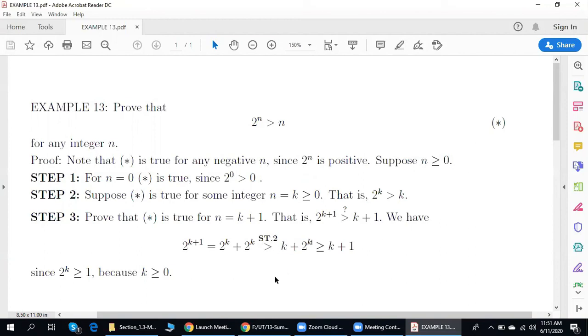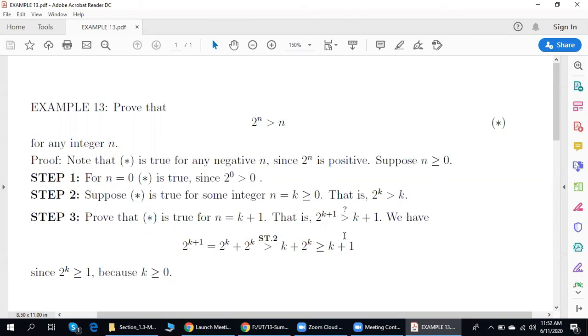See the difference? Yes. Also, how come in step 3, at the end we have k plus 2 to the k is greater than or equal to k plus 1, but we're trying to prove that it's greater than, not greater than or equal to? The question is how come that here it's greater or equal, but here greater? Is this your question? Yes.